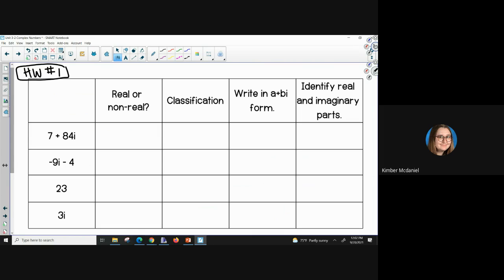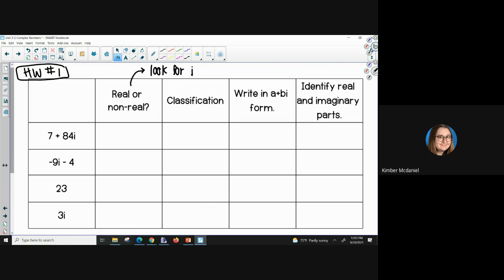Then we're going to write it in a plus bi form. And then lastly, we're going to identify the real and imaginary parts. Now, when you're classifying a number as real or non-real, you are going to look for i. Just as a little heads up, on number 1 on your homework, the last one has i squared in it, you will have to fix that how we're going to later in the lesson.